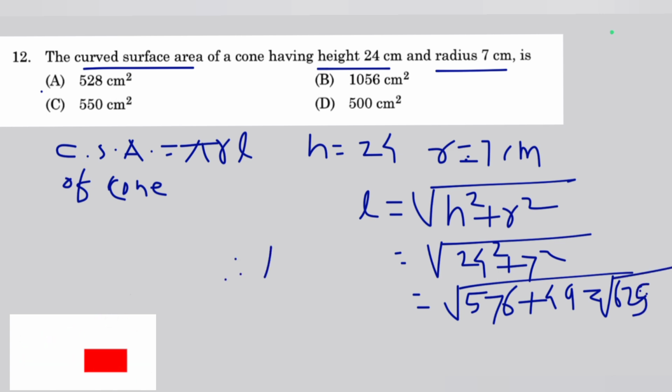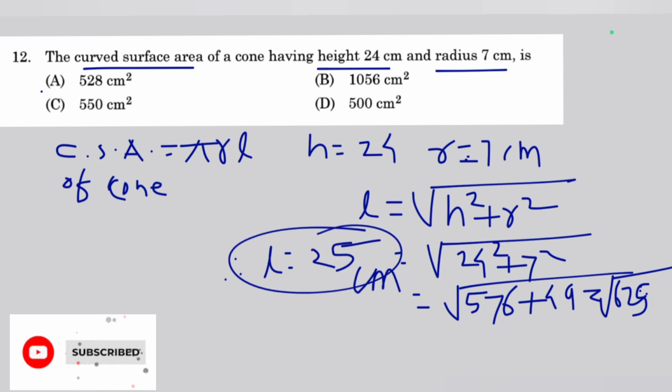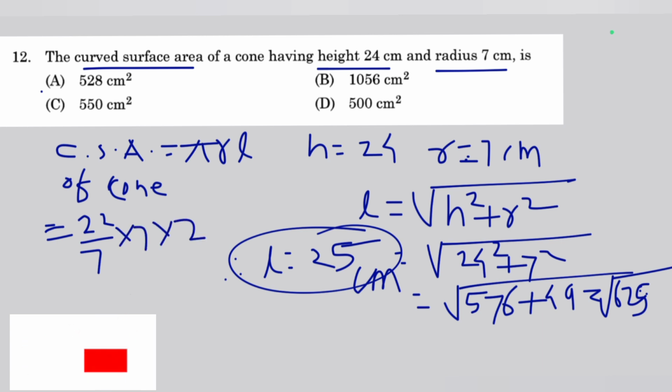So I can say that L is equal to 25, because 625 is the square of 25. So I will put these values in the formula, that is pi r l. Pi means 22 by 7. What is radius? Radius is 7. L is directly 25. I am writing it directly here, so it is cut.